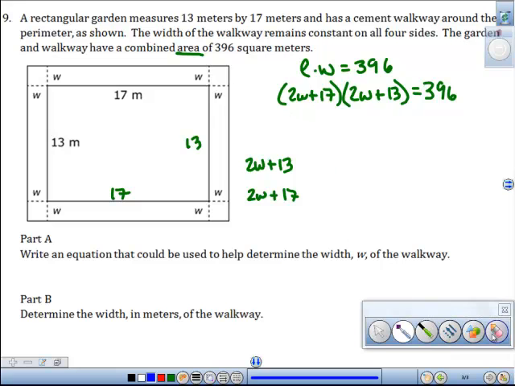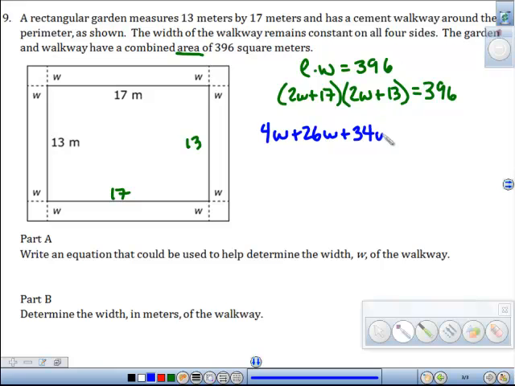So let's go ahead and just multiply. So 2 times 2, that'll be 4W. And then 2 times 13, that's going to be 26W. 17 times 2 is 34W. And then 17 times 13, 221. Okay, equals 396. All right, it's looking pretty beefy. Let's go ahead and set this equal to 0. So I'm going to subtract the 396 from over here. So subtracting 396 from that. And then as I'm thinking about that, oh, I forgot the square.